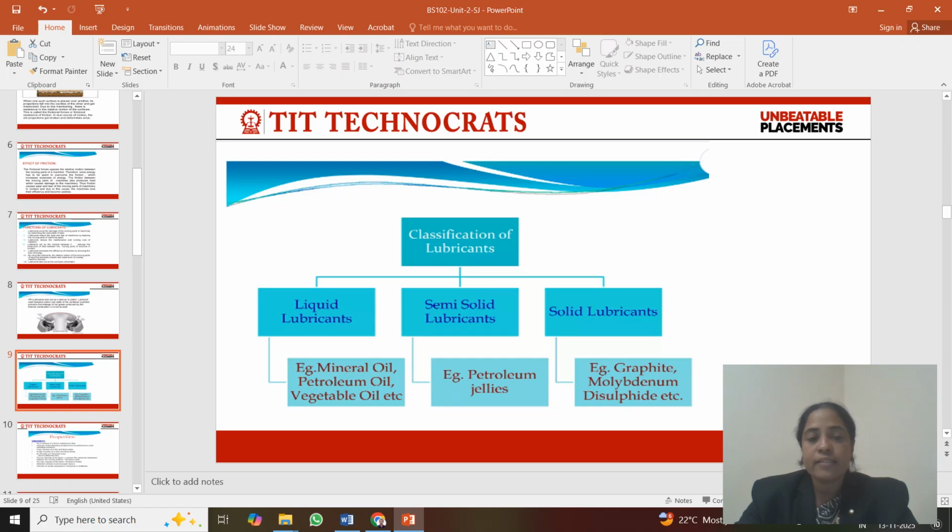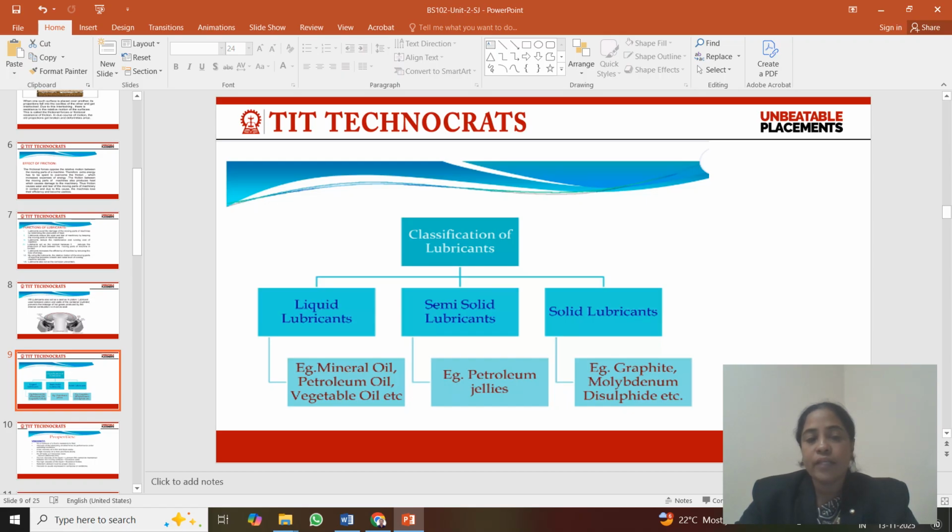lubricants. The important examples of liquid lubricants are oils. Oil is categorized in 3 categories: animal oil, vegetable oil and mineral oil. Examples of vegetable oils are sunflower oil and olive oil; animal oils are lard oil and sperm oil; and mineral oils are fuel oils, petroleum product oils, etc.